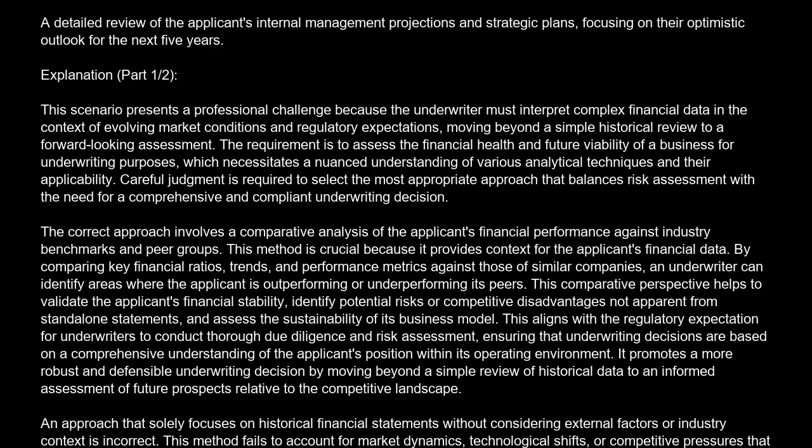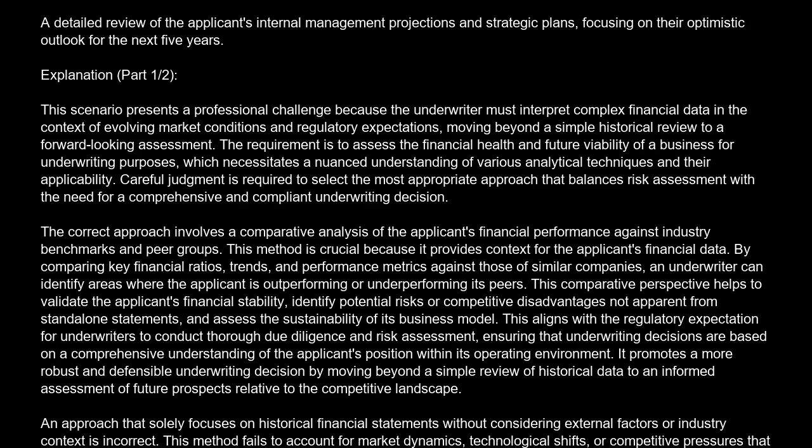The correct answer is C. A detailed review of the applicant's internal management projections and strategic plans, focusing on their optimistic outlook for the next 5 years. Explanation. This scenario presents a professional challenge because the underwriter must interpret complex financial data in the context of evolving market conditions and regulatory expectations, moving beyond a simple historical review to a forward-looking assessment.